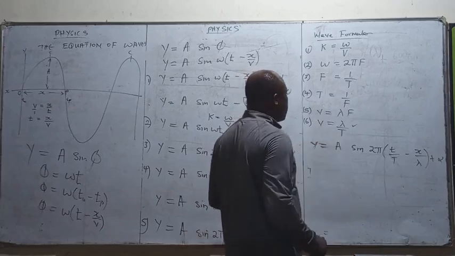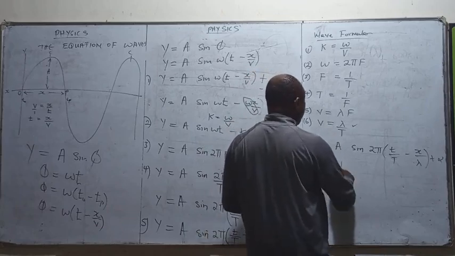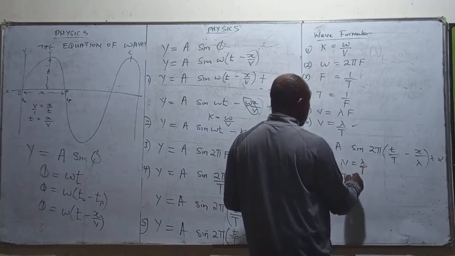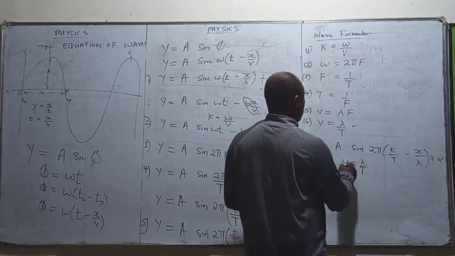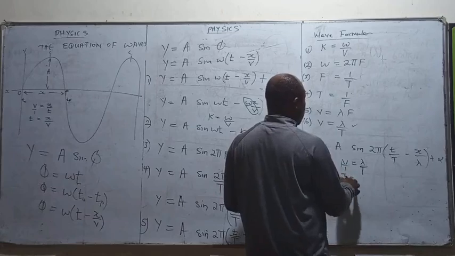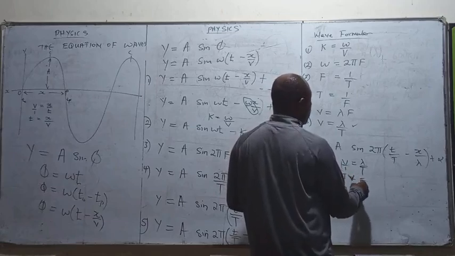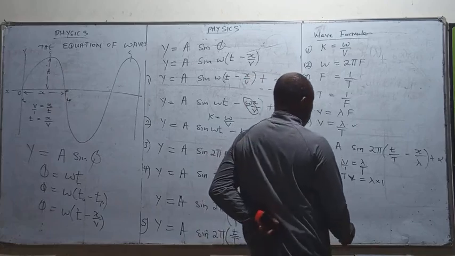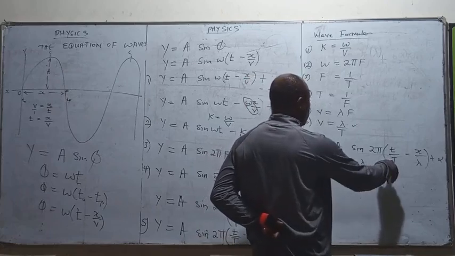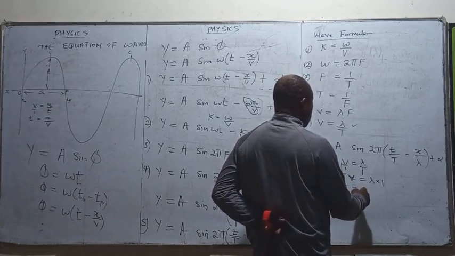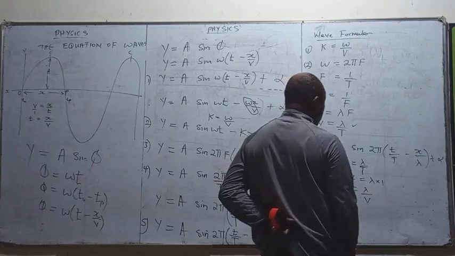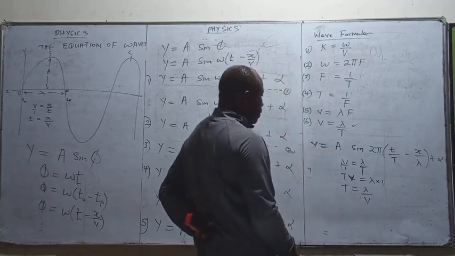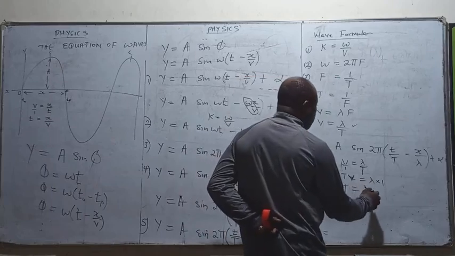I want to make T the subject of the formula here. From v equals lambda over T, when we cross multiply, Tv equals lambda times 1, that's lambda. So if lambda equals Tv, and we want to make T the subject of the formula, I have T equal to lambda over v. Then we are going to come back here.